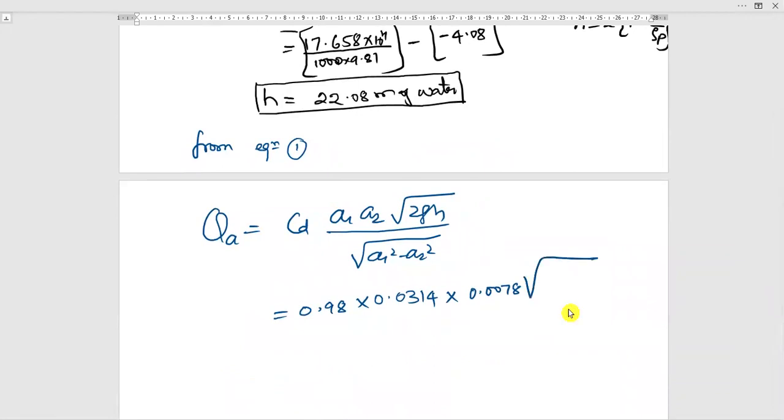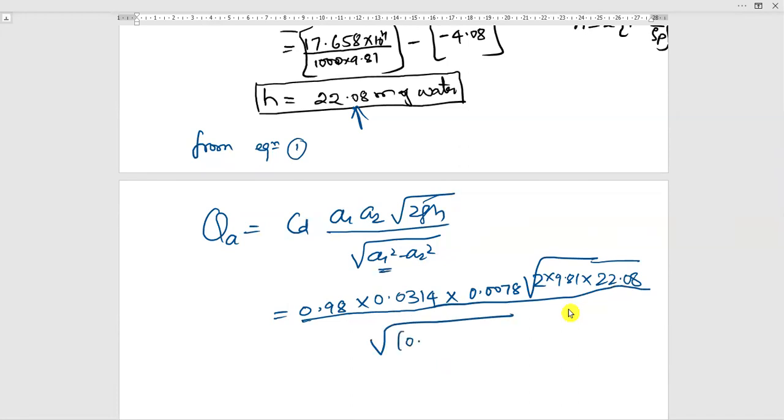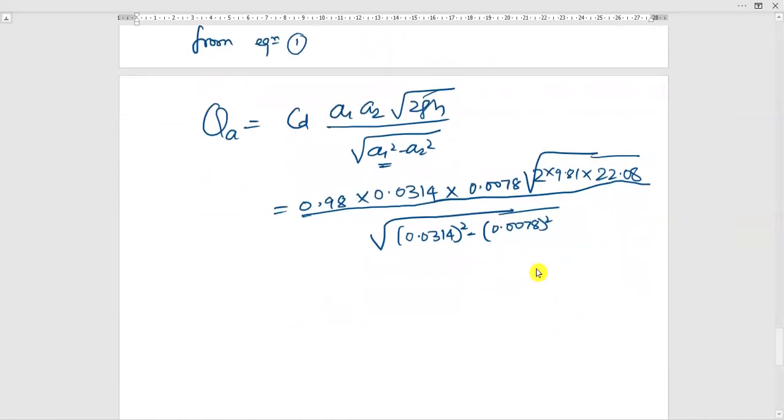Then square root of 2 times g. What is the value of g? g is 9.81. The H value you have calculated here is 22.08, whole divided by square root of A1 square, which is 0.0314 square, minus A2 square, which is 0.0078 whole square. So substitute all the values in the calculator and solve. I will get the discharge as 0.159 or 0.164 meter cube per second.